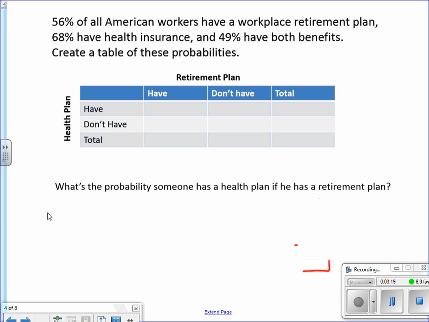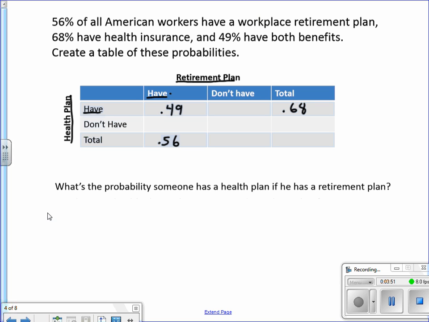Let's put some numbers to it. 56% of American workers have a retirement plan, so we go retirement plan. They have it, so that will be 0.56. 68% have a health insurance plan, so there's a health plan, and there's that 68%. And 49% have both. So that will be have and have. So put that in that particular box. And we now have enough information to fill in the remainder of this chart.